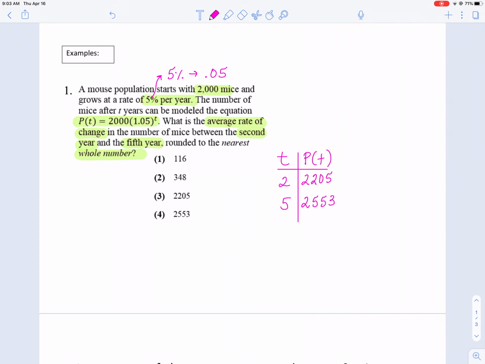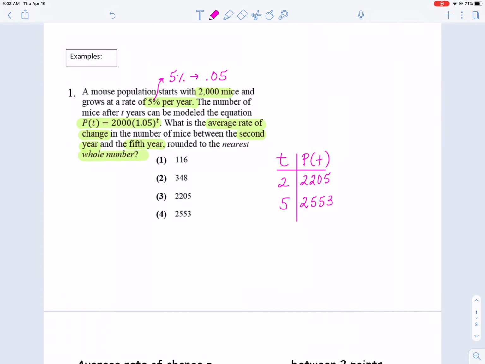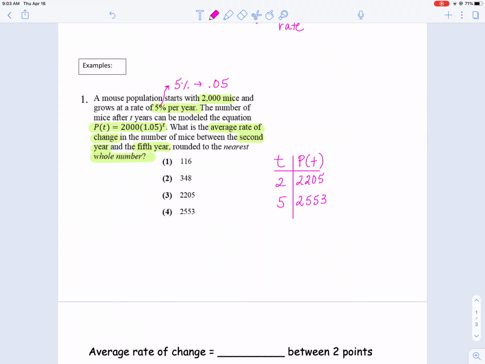Okay, so now here's the deal. Kids will say, oh, between them, should I just subtract them? But here's what you need to do. To find your average rate of change, okay? It's your difference of your y over your difference of your x. So I don't know if you remember this, but that's the slope formula.